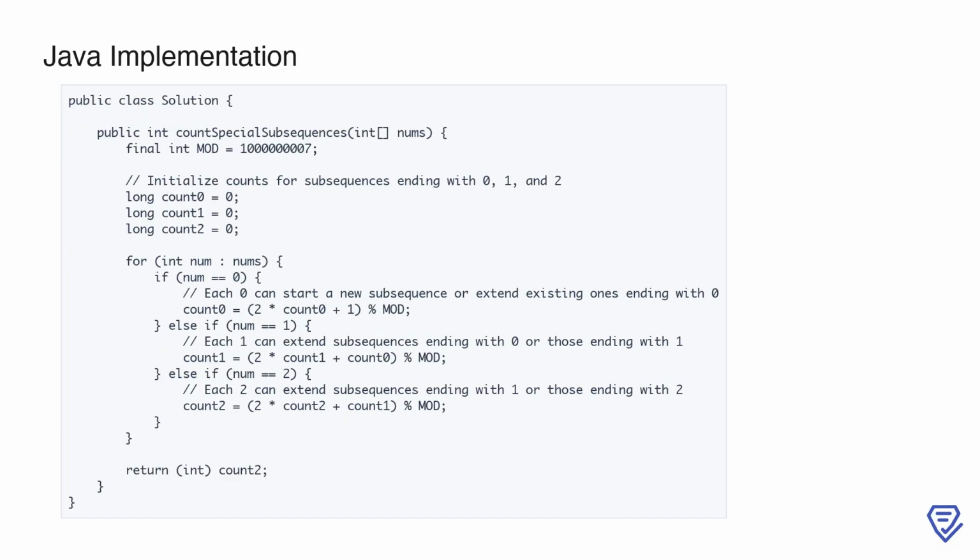This is the Java implementation of LeetCode problem number 1955, count number of special subsequences. The logic mirrors the Python implementation, with type declarations and Java syntax. The method iterates through the input array, maintaining counts for subsequences ending with 0, 1, and 2, using modular arithmetic to handle large numbers. The result is returned as an integer.